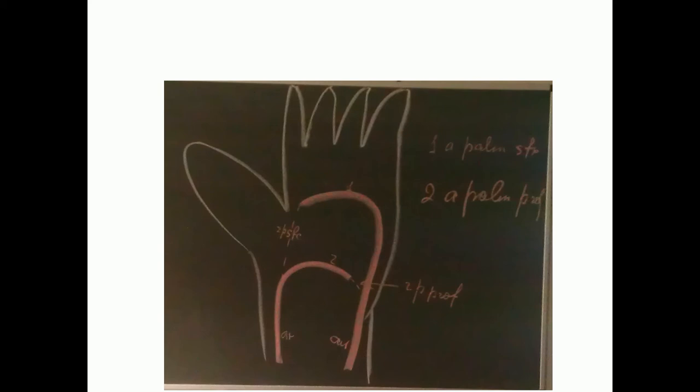And why are they arcs? Because there is anastomosis here between each arc and the main vessels. So let us try to understand arcus palmaris superficialis, by which vessels it is formed.